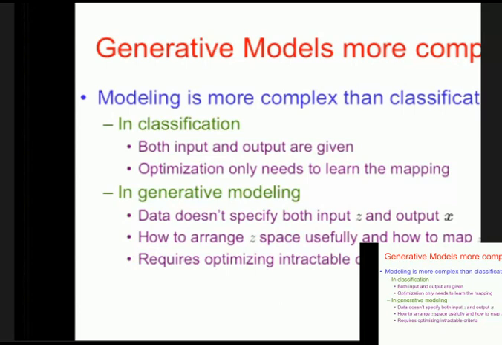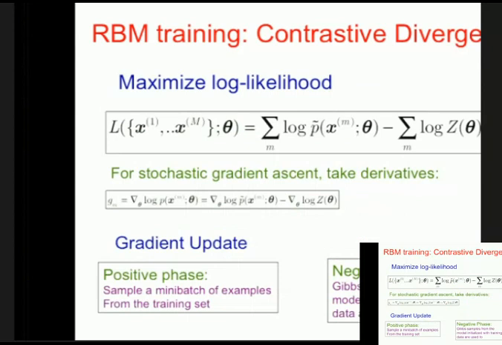In classification, both input and output are given. So for this input, that's the output. And the optimization only needs to learn the mapping. So we say, well, here's a loss function, gradient descent, you can do that. Even for logistic regression, we do that. And we learn those weights. But in generative modeling, data doesn't specify both input Z and output X. And so how to arrange Z space usefully, Z is the hidden space, and how to map to X. And it requires optimizing intractable criteria. So the learning algorithms for generative modeling are going to be much more complex than the simple gradient descent used in standard classifiers.